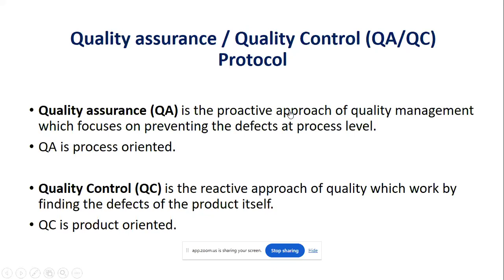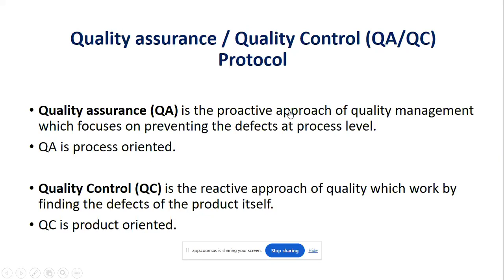QA is process oriented. So my process should be standard. That is what assures the quality, right? My sampling method should be standard. My sample preparation method should be standard. The sample transportation method should be standard. These things assure the quality. If our sampling method is itself wrong, then obviously it won't assure the expected quality, right? So quality assurance is the management approach.